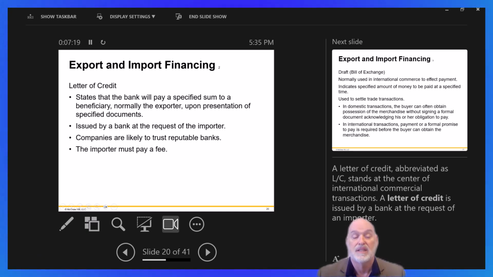Letter of credit. This states that the bank will pay a specified sum to a beneficiary, normally the exporter, upon presentation of specified documents. It's issued by a bank at the request of the importer. Companies are likely to trust reputable banks, and the importer must pay a fee.